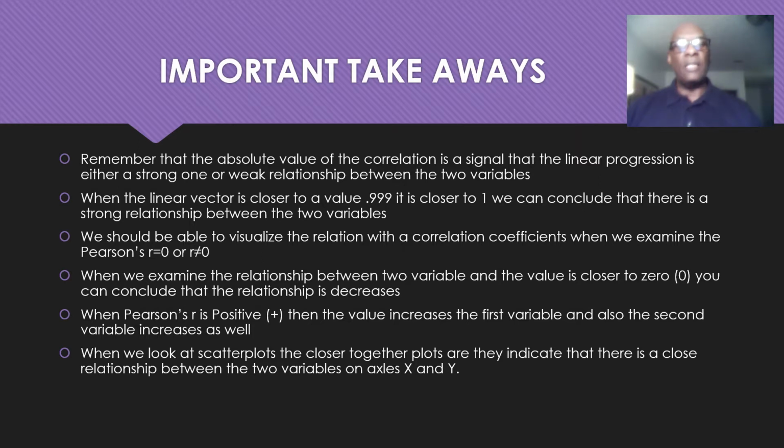When we look at a scatter plot, the closer the plots are together indicates that there is a close relationship between the two variables on the x and the y axis.